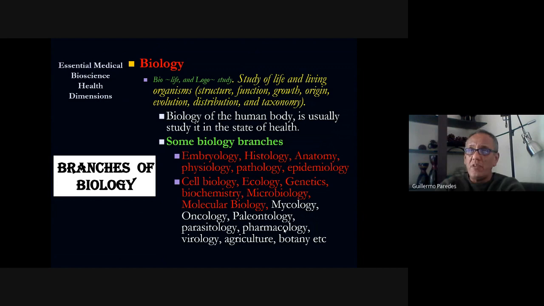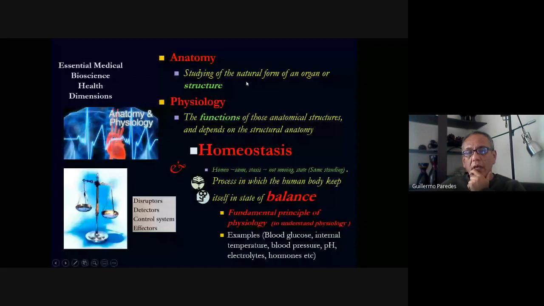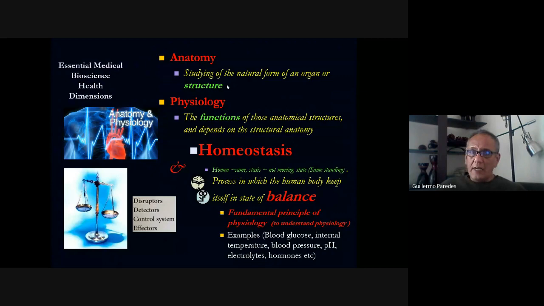All right, anatomy. Anatomy is the study of the natural form of an organ or a structure. There are different types of anatomy. Know that we are different people with different anatomy. We have topographic, descriptive, cross-sectional, functional, and gross anatomy. The anatomy that we are going to use from bioscience and anatomy and physiology is gross anatomy.